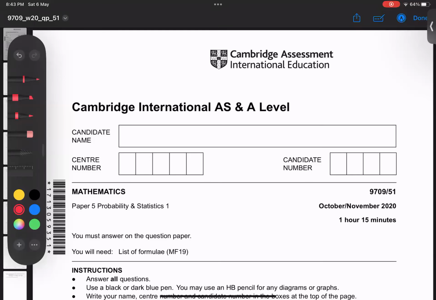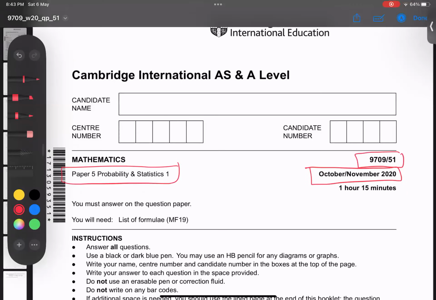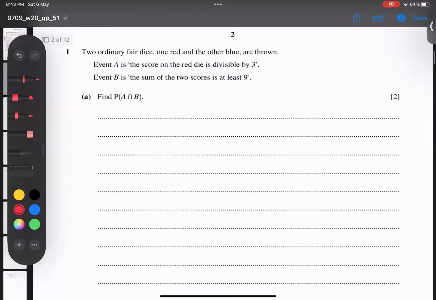This is the paper October 2020, variant 51. The paper is statistics and probability. Question number one: two ordinary fair dice, one red and one blue, are thrown.